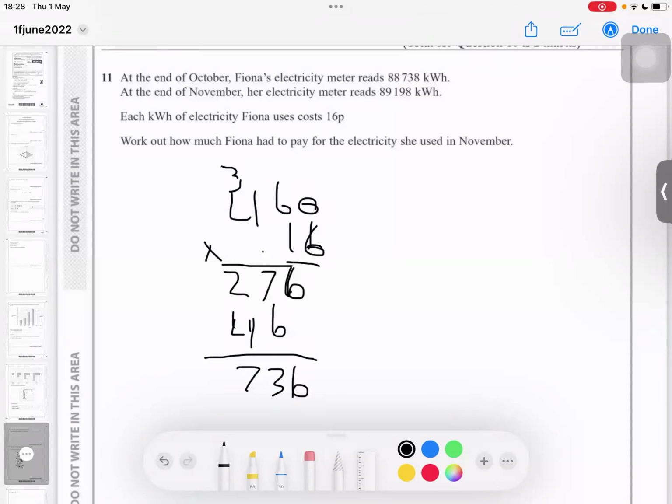Okay, all right, good. So that's going to give us 7,360. Perfect. And it's pence. Where does it say we should write the answer? At the bottom there: work out how much you're going to pay for the electricity. Okay, that's fine. So you could either leave it as pence or convert it to pounds, right? Yes. Okay, that's fine. Right, so let's move on to the next question.